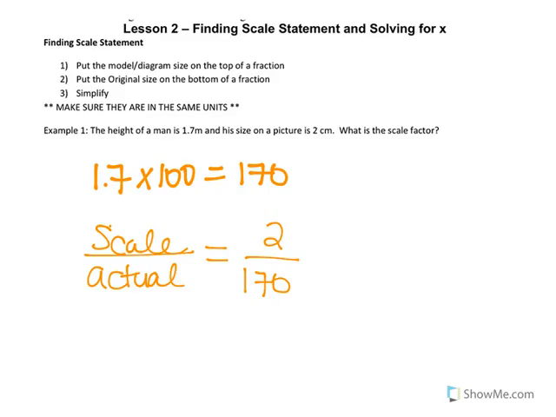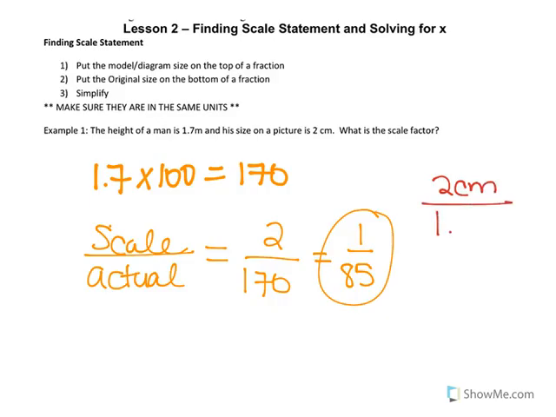And then what we can do is we can also simplify this. So if I divided both of those things by 2, I would get 1 over 85. So this is the scale statement. If you put 2 centimeters over 1.7 meters and leave it like this and write the units, I'm also okay with that. But this is technically the scale statement.